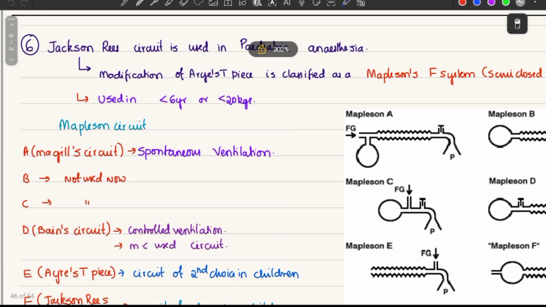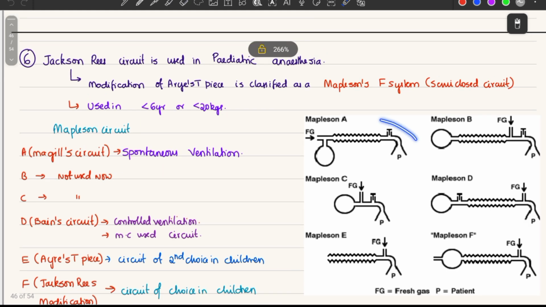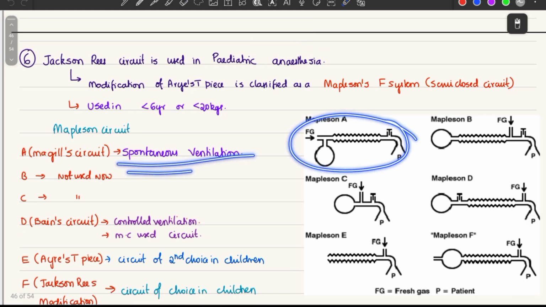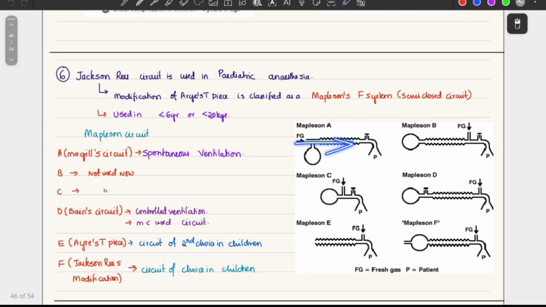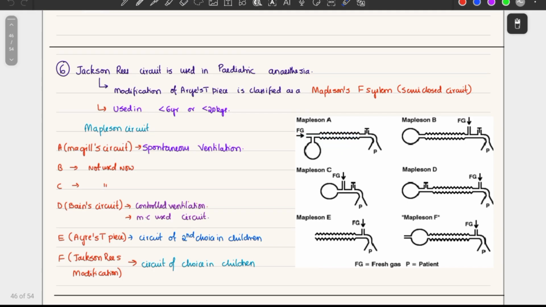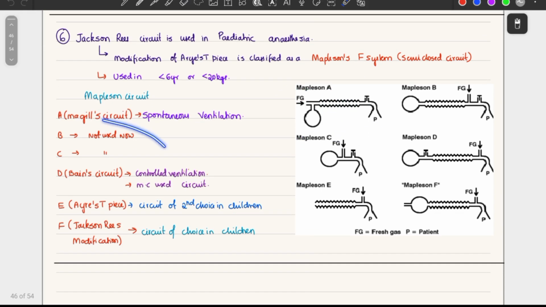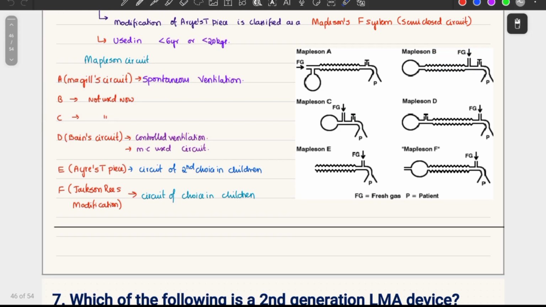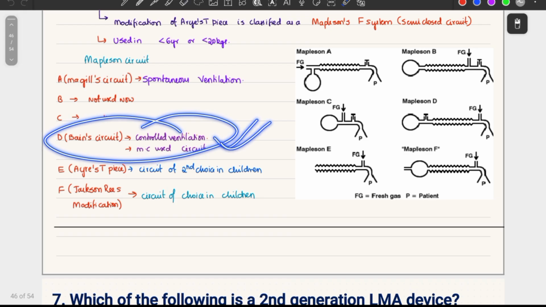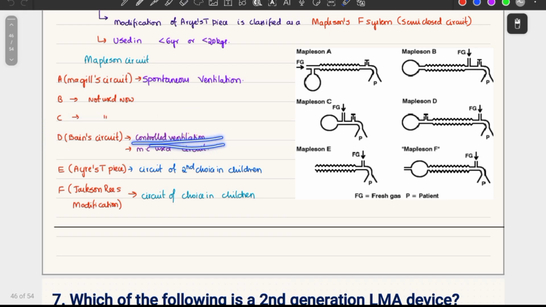What is A? A is Magill's circuit. This is spontaneous ventilation. Here the patient end will be there, here the fresh gas will come, and this is one end. This is the spontaneous ventilation. This B and C are not used now, so no need to worry. Whereas D is the Bain circuit, which is very much used. Here there is controlled ventilation, and it is the most commonly used circuit.